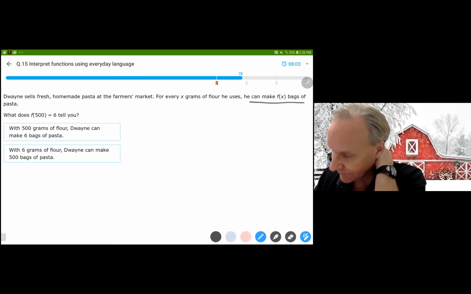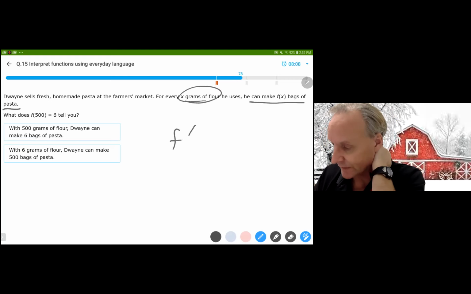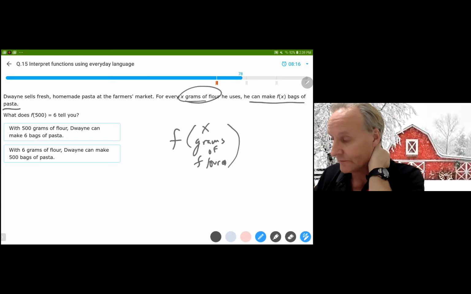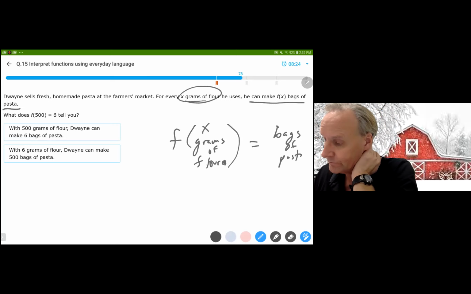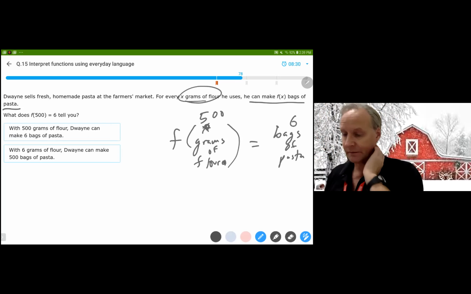F of X bags of pasta and for X grams of flour. So it's F of X grams of flour. Flour, not flowers. And he can make bags of pasta. So 500 grams of flour, he can make 6 bags of pasta.